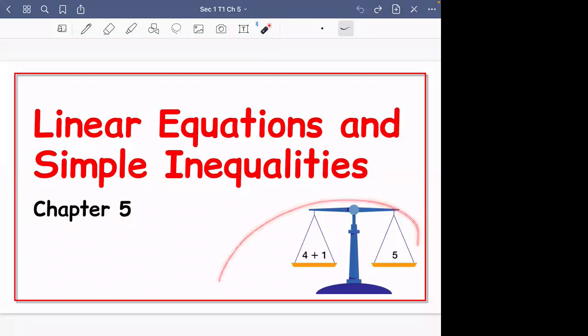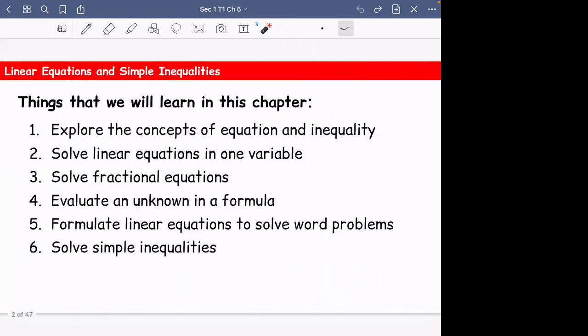So let's go. What are we going to learn in this chapter? We will explore the concepts of equation and inequality. Of course, we know equation, we have the equal sign. For inequality, we have the greater than or equal to, less than or equal to. And then solve linear equations in one variable. So this is finding x, this number 2.